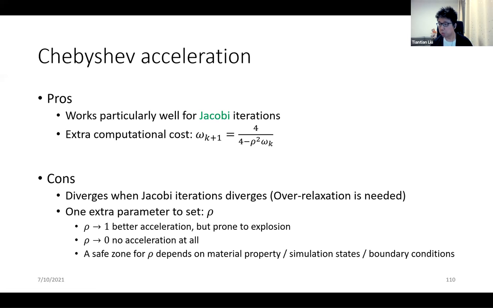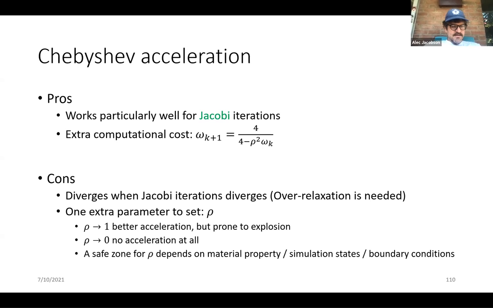The good thing about the Chebyshev iterations is that it converges really fast if you pick the right rho, but it will also diverge if you pick the wrong rho. Usually when rho is approaching one, you can get a better acceleration, but it is also prone to explosion. And if you set rho to something closer to zero, the acceleration from Chebyshev iterations will almost vanish. So a safe zone for this rho really depends on the material property, and even worse, on the simulation states. For example, if you collide with something, you probably want to downplay the rho a little bit to make a stable simulation. But overall, I think it's still a very nice strategy to accelerate all those Jacobian iterations.